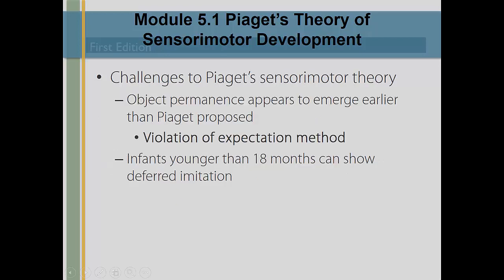Researchers challenge Piaget's sensorimotor theory. First, object permanence appears to emerge earlier than Piaget thought. Secondly, researchers outline problems in Piaget's approach to understanding development. In challenging object permanence, many researchers have used the violation of expectation method to show that infants younger than 8 to 12 months demonstrate this skill.